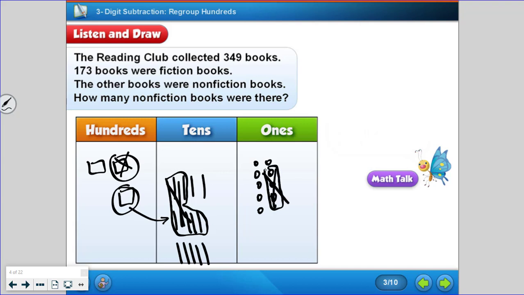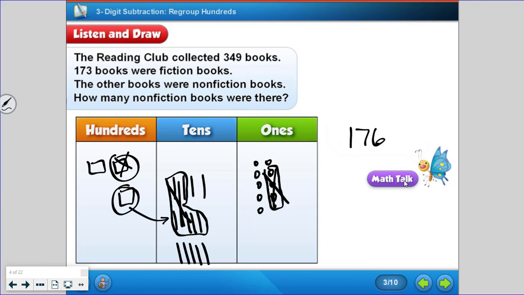Okay, so whatever's left should be nonfiction. So let's see if you did this right. So we have 100, 10, 20, and then there's 5 down here, so that should be 70, and then 6. So that means 176 of the books were nonfiction. So that's the answer to this question right here. How many nonfiction books were there?